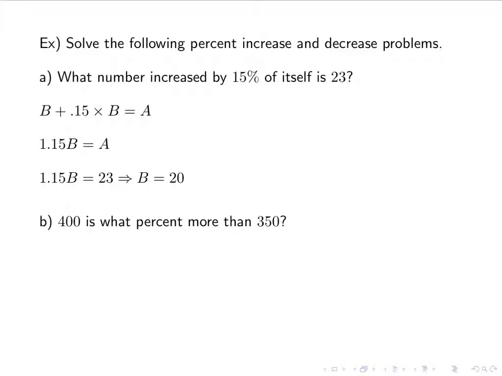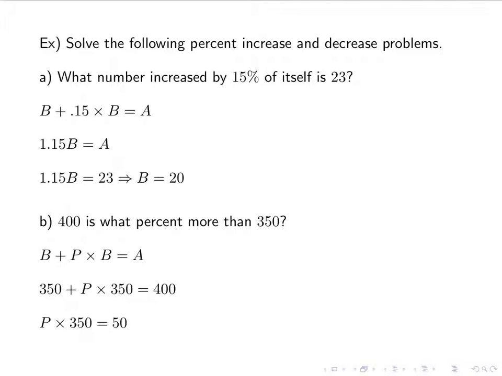Question B, 400 is what percent more than 350? So again, I have my original equation. I have to figure out which one goes where. So 400 is A, so A must be 400, which means that B has to be the 350. So 350 plus P times 350 equals 400. So again, 400 is the same as equals 400 in math. So to solve for this, I'm going to subtract 350 from both sides. So I have P times 350 equals 50.